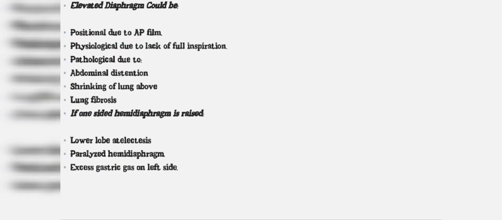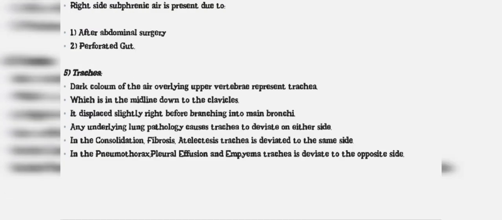Elevated diaphragm could be positional due to antero-posterior film, physiological due to lack of full inspiration, or pathological due to abdominal distension, shrinking of lung above, and lung fibrosis. If one-sided hemidiaphragm is raised, causes include lower lobe atelectasis, paralyzed hemidiaphragm, and excess gastric gas on the left side. Right side subphrenic air is present after abdominal surgery and perforated gut.